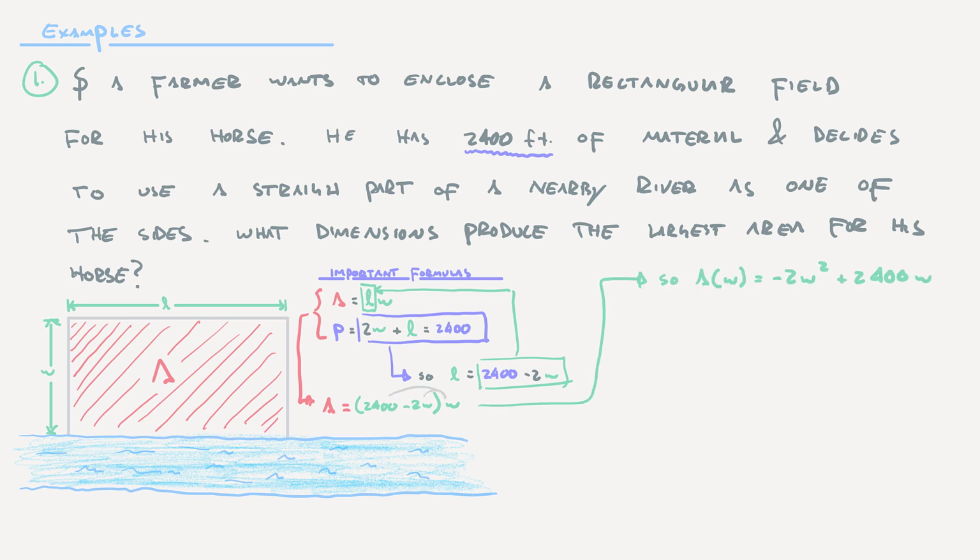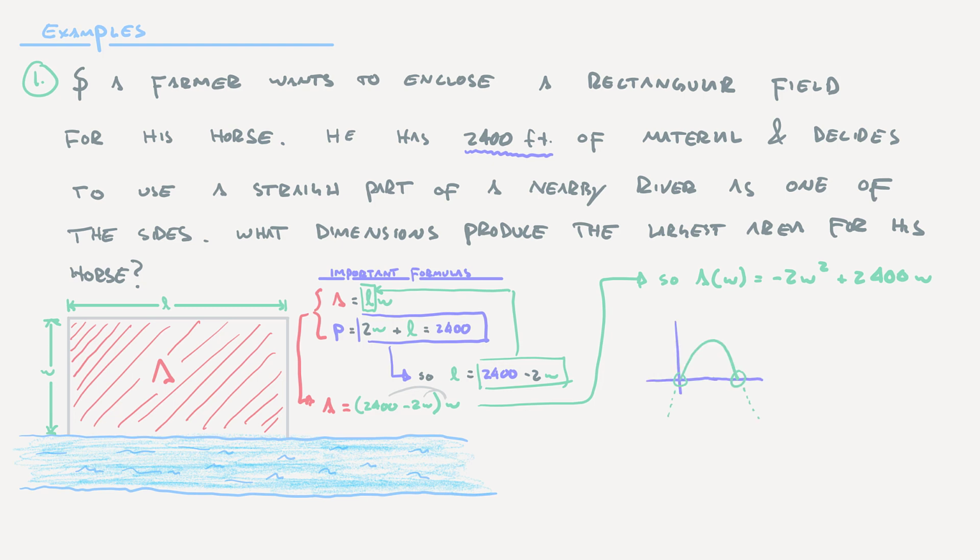And so I renamed it A of W to kind of, I guess, really point out that, hey, this is the area in terms of only the width. But we get negative 2W squared plus 2,400W, and that is a quadratic, and I can maximize that thing. At this point, we just need to maximize it.